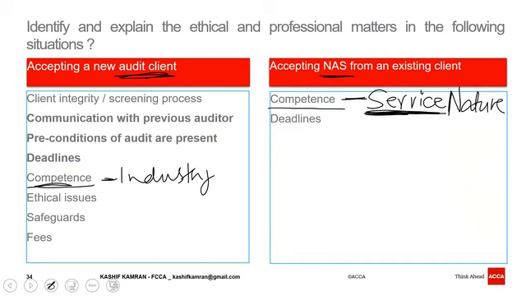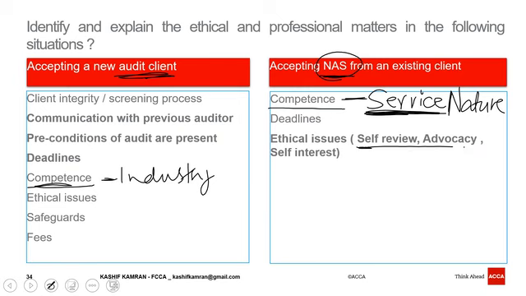Deadlines. What are the deadlines for the service to be completed? Then the ethical issues, we just addressed them: self-review, advocacy, and self-interest. And then obviously the safeguards. Please remember this list because this is a very common equation in P7. Accepting a new client, this is a very common equation. Accepting a non-audit service from an existing client. So if you know the list, you can then explore the list within the context of a case study. So please be assured of these parameters.